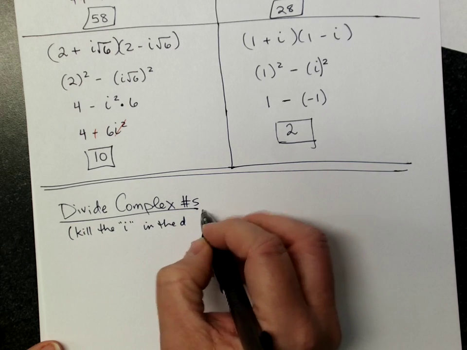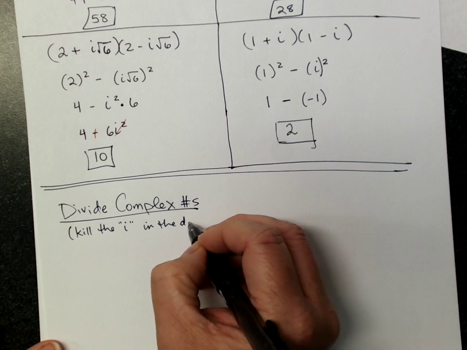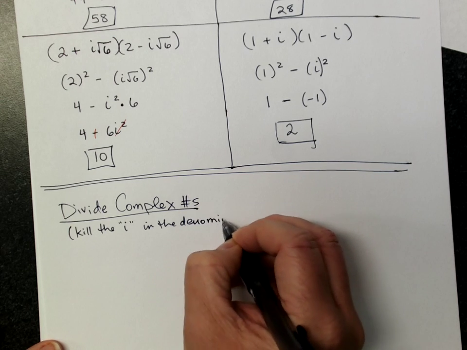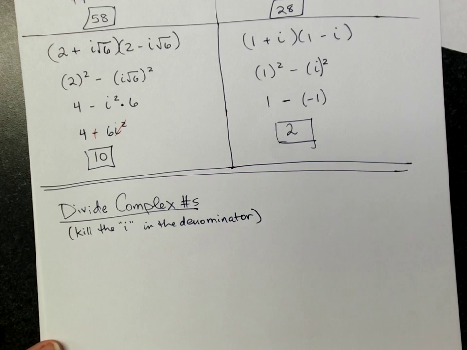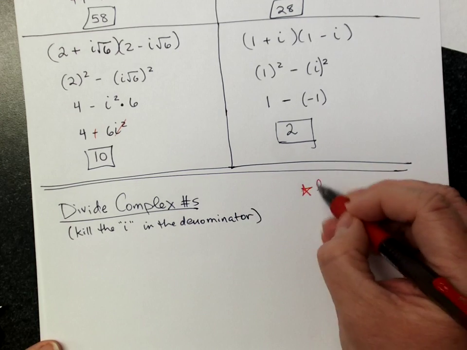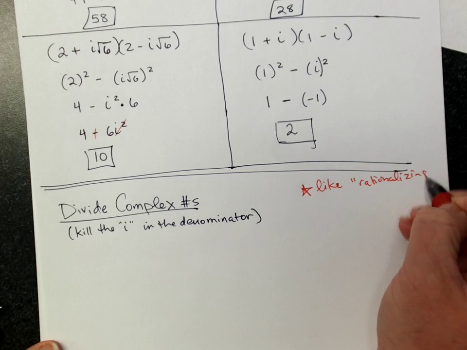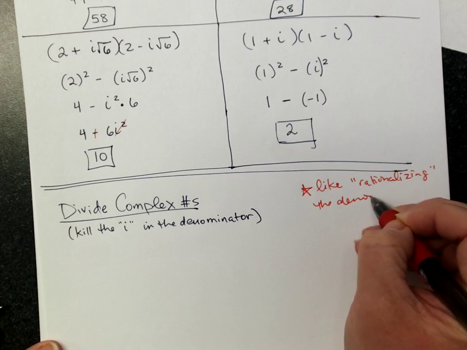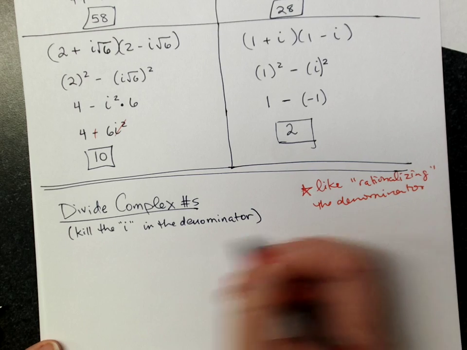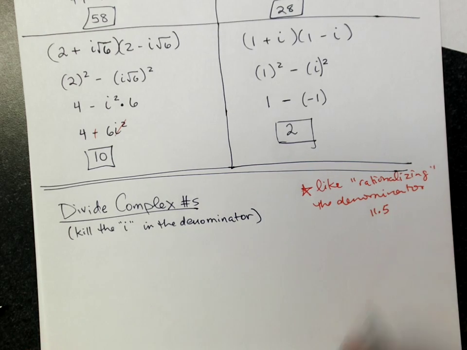So we're given the division problem as a quotient, and a quotient has a numerator and a denominator, and our job to divide complex numbers is basically to kill the i that's in the denominator. Okay? So this is much like rationalizing the denominator. This was the same skill we did in chapter 11, rationalize the denominator 11.5. We couldn't have a radical in the denominator, so how do we get rid of a radical? Multiply it times a radical. Or if it was a radical binomial, we multiplied it times its conjugate. Multiplying a radical times itself kills the radical. Multiplying a radical binomial times its conjugate kills the radical.